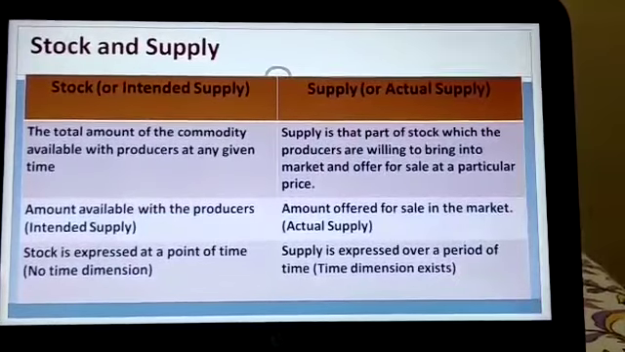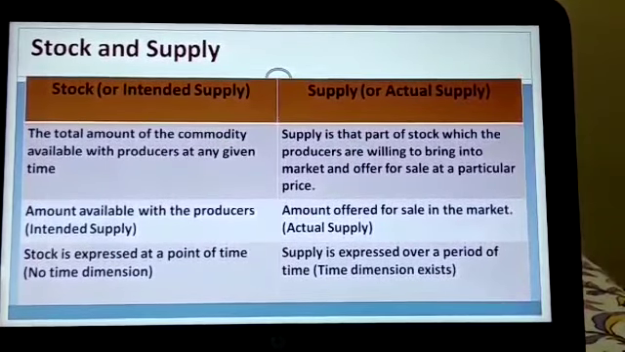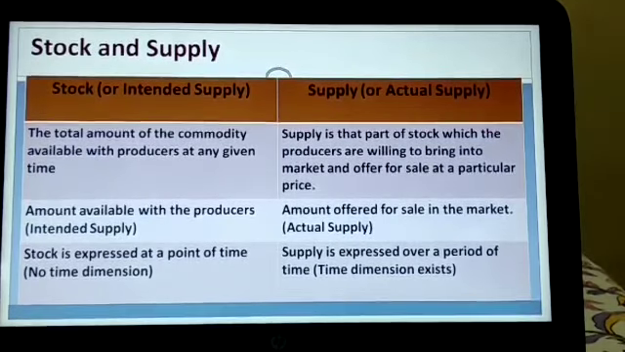Now we move on to the next topic, that is the difference between stock and supply. It's a very important question and it's a very commonly asked question in the exams. What is the difference between stock and supply? I have written over there stock or intended supply, and supply means the actual supply. The key difference here is whether they are offering it for sale in the market or not. The difference between them is whether the producer is ready to offer it for sale or not.